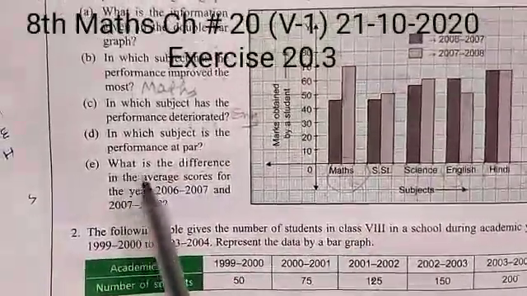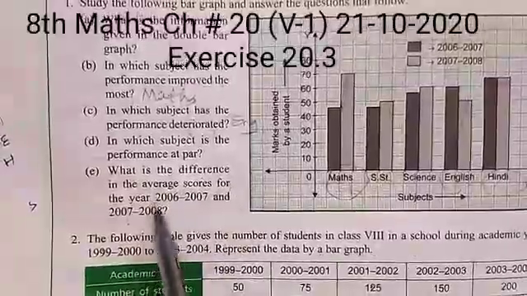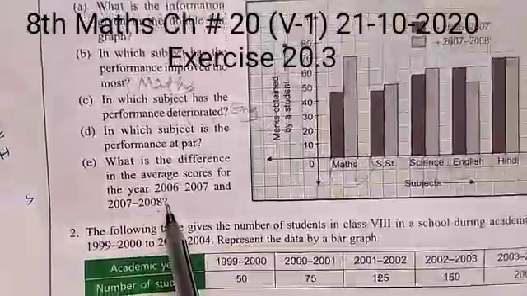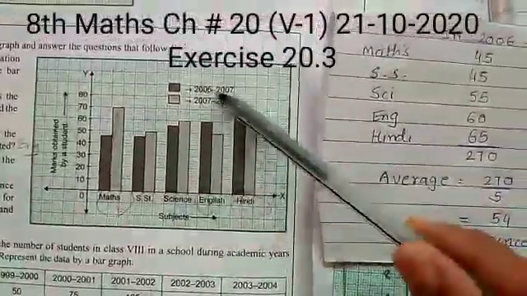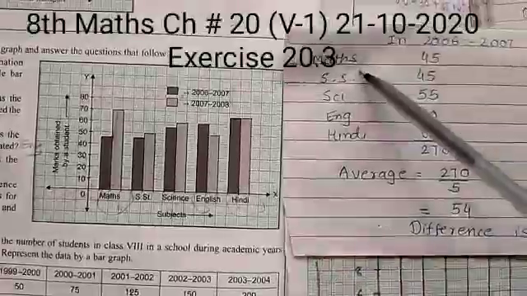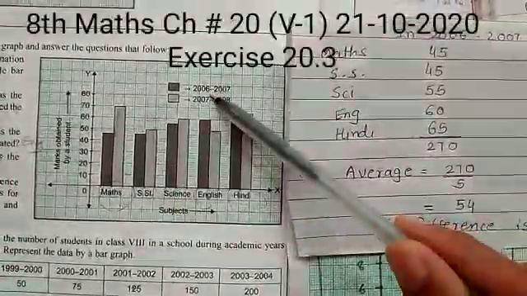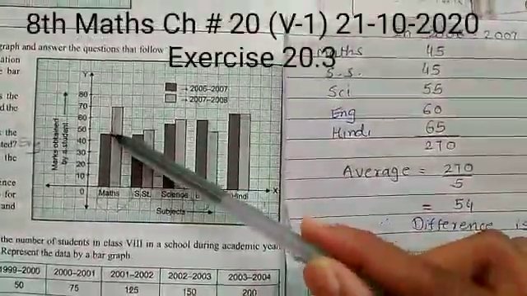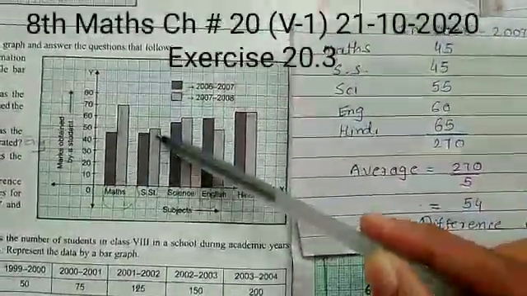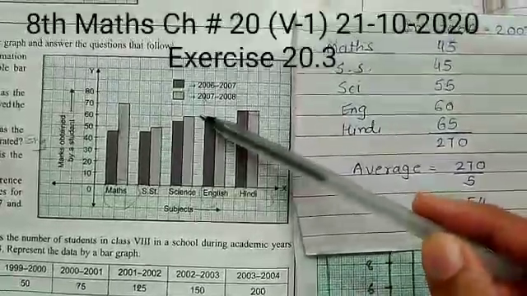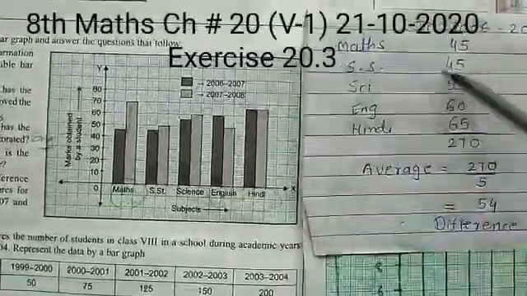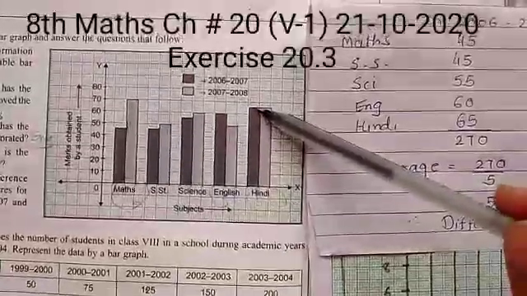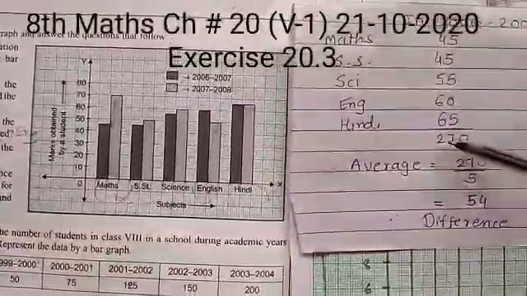Now next is given: what is the difference in the average scores for the year 2006-2007 and 2007-2008? From the bar graph, we have to take the particular marks in the subjects in the year 2006-2007. So we can say that in maths he has got 45 marks, in essays 55, in science 45, English 60 and Hindi 65. If we add, you will get 270.